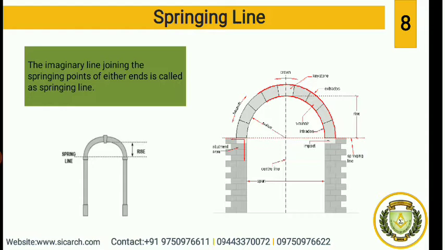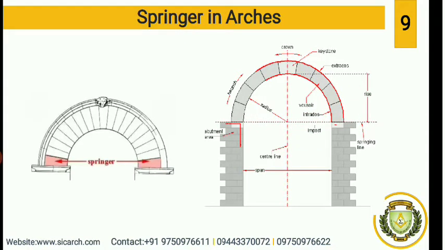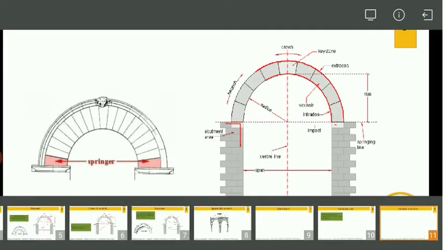Springing line. So, this is an imaginary line joining the starting and end point of the arch, which is also called springing point. So, next is springer. The first wedge-shaped block starting from the springing line is called springer.